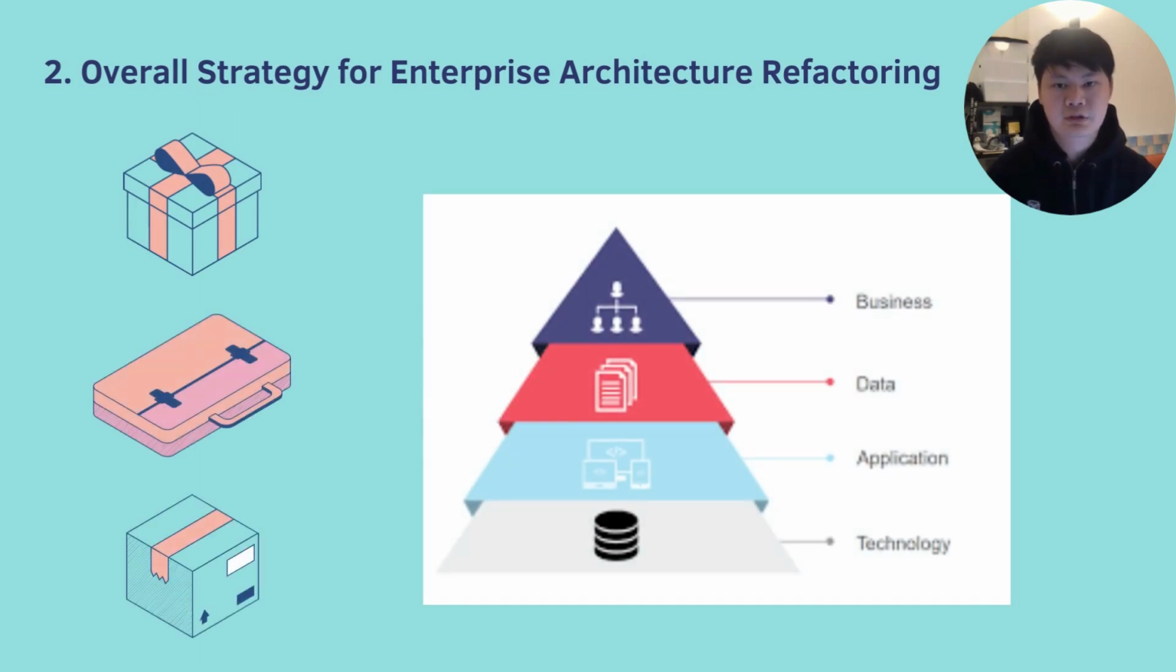Let's look at the overall strategy for enterprise architecture. The overall strategy of enterprise architecture reconstruction is based on the four layers of enterprise architecture to give the roadmap, which includes business architecture, application architecture, data architecture, and technology architecture.